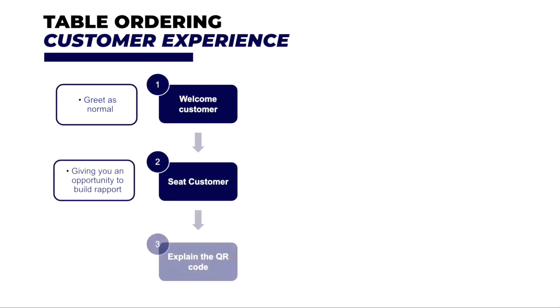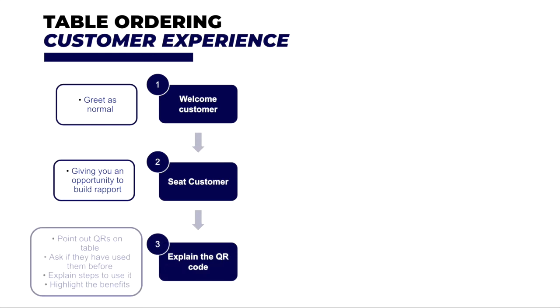Step 3. Explain the QR code. Point out the QR codes on the table to the customer. Ask if they've ever used them before. If not, explain the steps to use them and then highlight the benefits to the customer. For instance, they can order as many times as they like. They can leave specific notes for the chef, and they can pay in advance, meaning once their meal is over, they can leave at their own leisure.